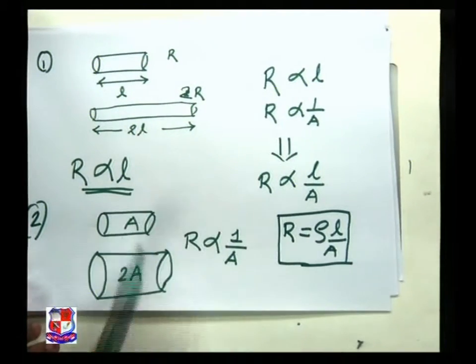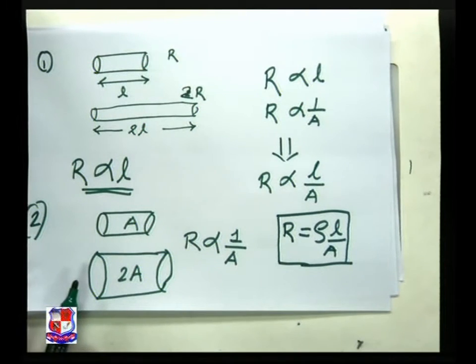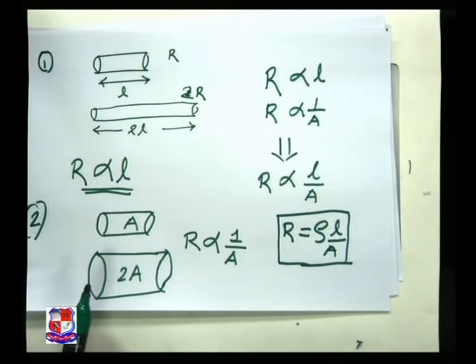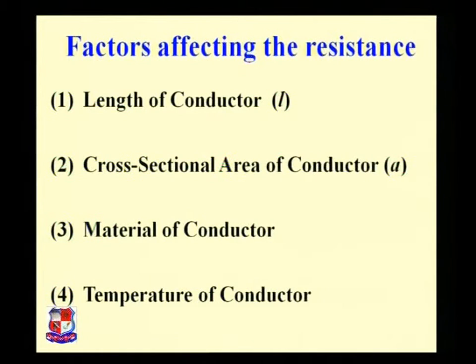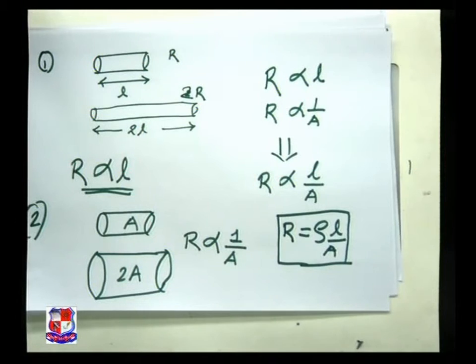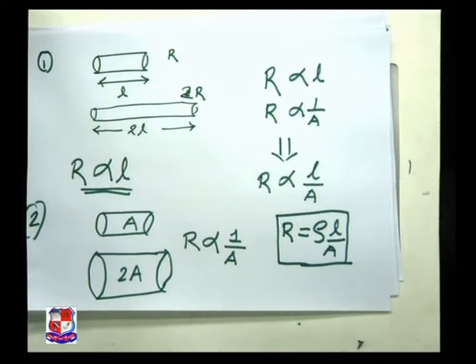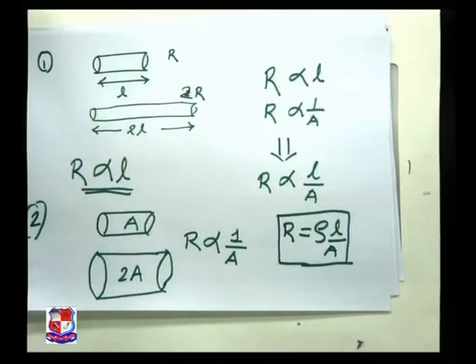So these two factors mainly affect the resistance. Now, as we saw in the slide, the third point is the material of the conductor. Suppose I take the same length of copper wire and aluminum wire. As the crystalline structures of the two conductors are different, their resistances are different. Also, if the temperature of the conductor is different, then the resistances are different. So these four factors mainly affect the resistance.